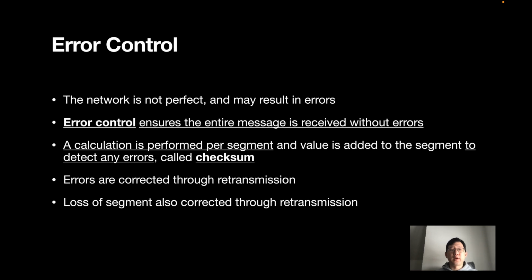Now, flow control is great, but the network is still not perfect, and it may result in errors. And error control ensures the entire message is received without errors. Now, just like in layer 2, a calculation is performed per segment of the transport layer, and the value is added to the segment to detect any errors, and that's called a checksum. Now, in this case, errors are corrected through retransmission, and also any loss of segments are corrected through retransmission.